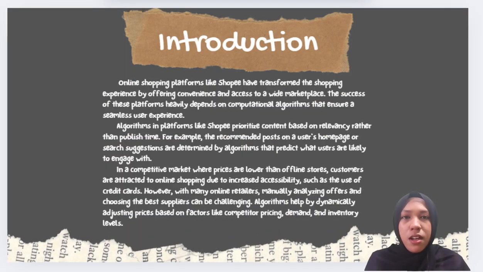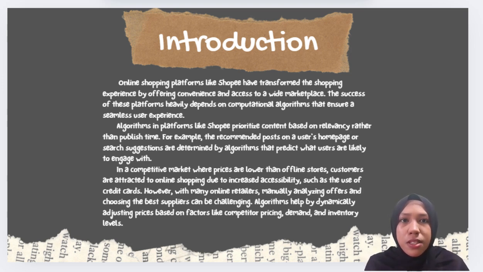For introduction, online shopping platforms like Shopee have transformed the shopping experience by offering convenience and access to a wide marketplace. The success of these platforms heavily depends on computational algorithms that ensure a seamless user experience. Algorithms in platforms like Shopee prioritize content based on relevancy rather than publish time. For example, the recommended posts on a user's homepage or search suggestion are determined by algorithms that predict what users are likely to engage with.